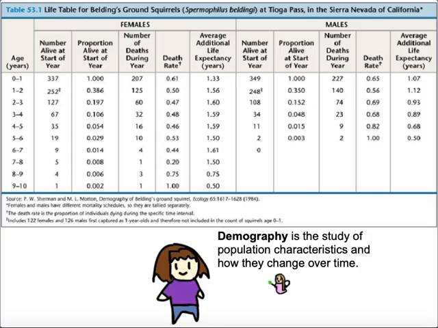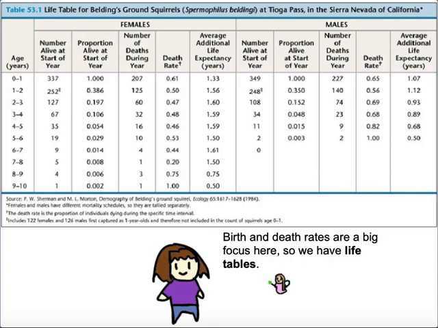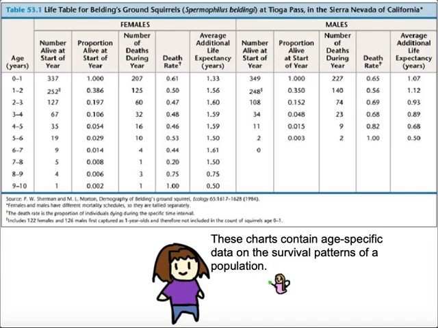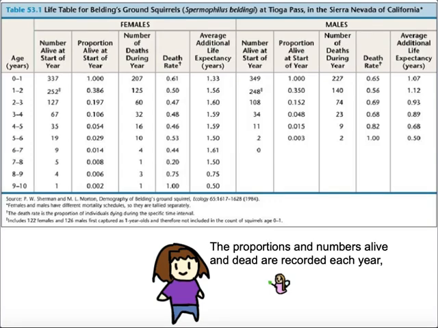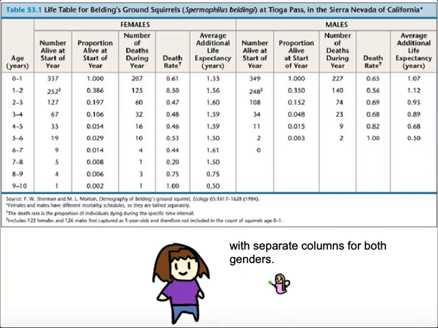Demography is the study of population characteristics and how they change over time. Birth and death rates are a big focus here, so we have life tables. These charts contain age-specific data on the survival patterns of a population. To make one, you study a cohort, a group of individuals of the same age. From birth to death, the proportions and numbers alive and dead are recorded each year, with separate columns for both genders.